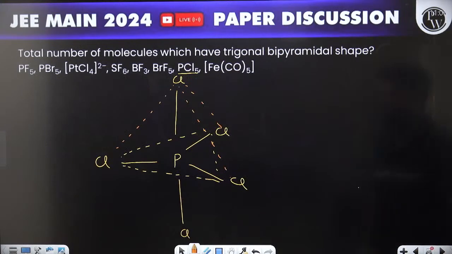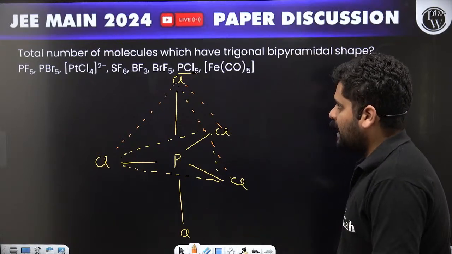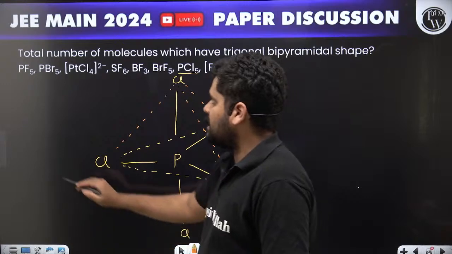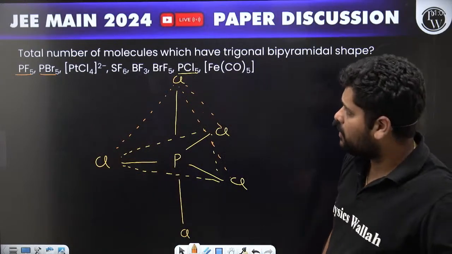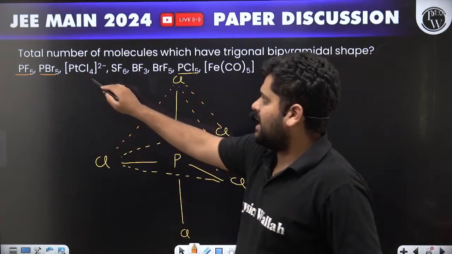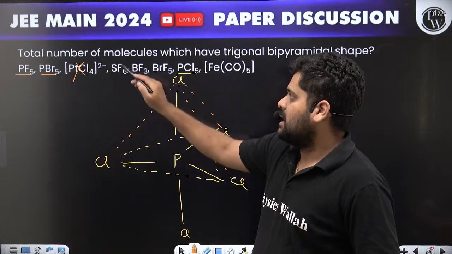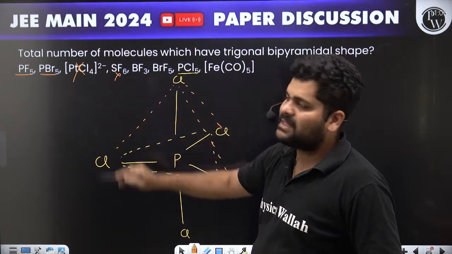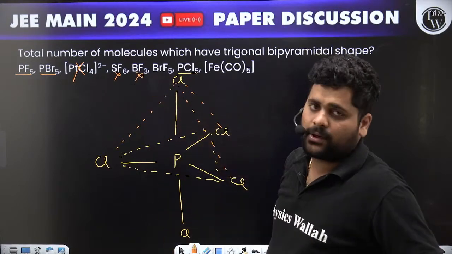Moving on to this one, see, we have PCl5 as the classic example. This is going to be trigonal bipyramidal. Apart from PCl5, we have PF5 as well as PBr5. Okay, 3 are already over. This is again a square planar complex. This will not be coming into consideration. This is SF6, octahedral, isn't it? So this is not trigonal bipyramidal. This is trigonal planar. We will not consider this.